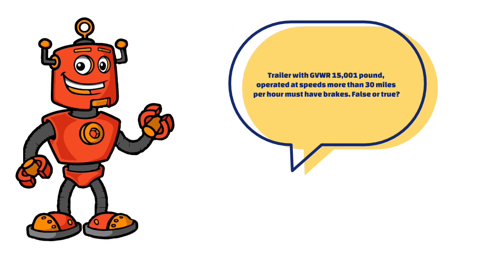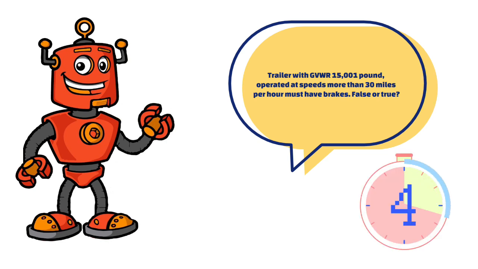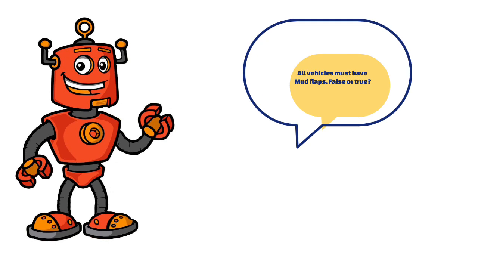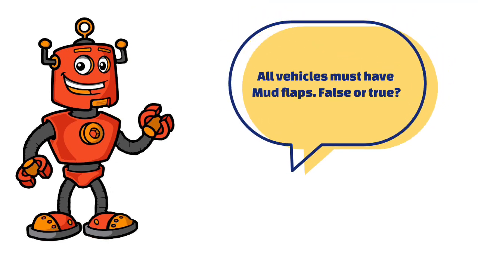Trailer with GVWR 15,001 pounds, operated at speeds more than 30 miles per hour must have brakes. False or true? All vehicles must have mud flaps. False or true?